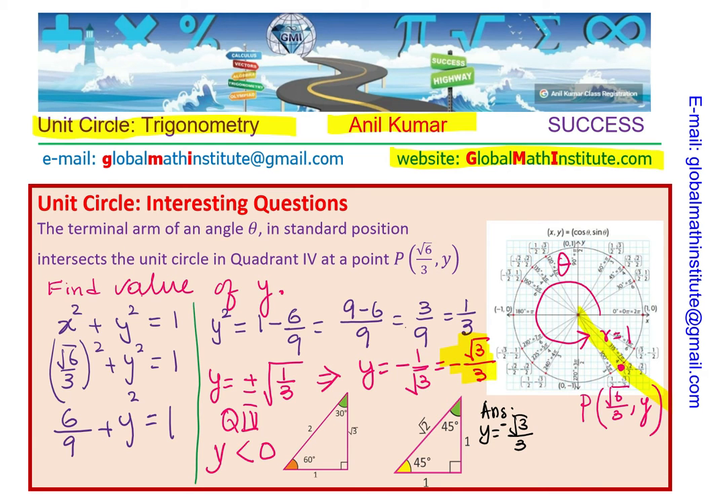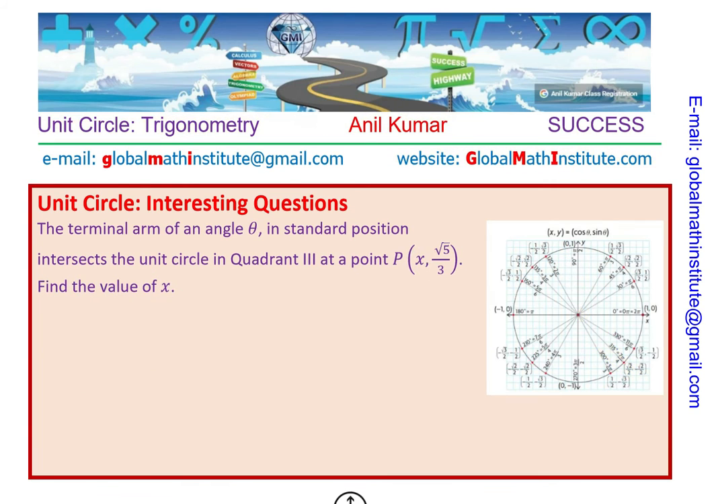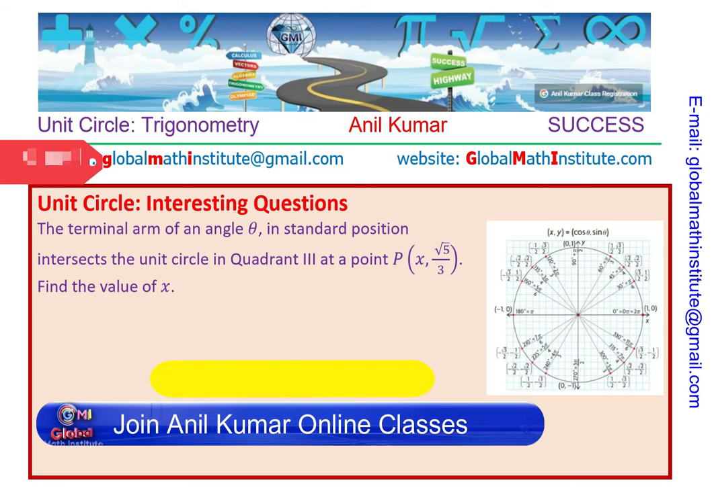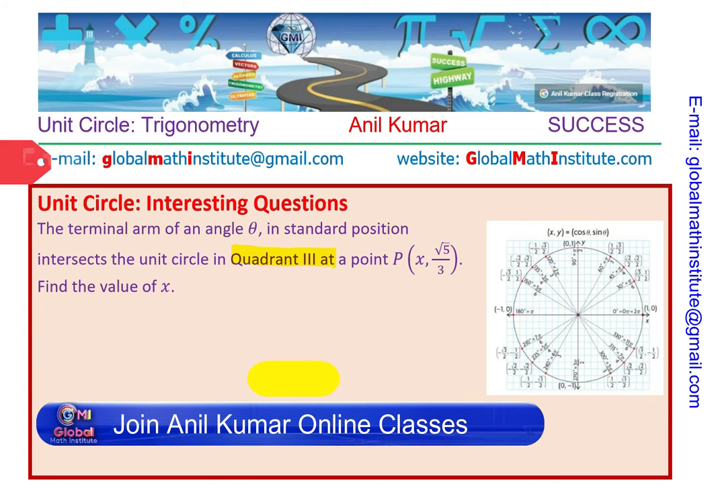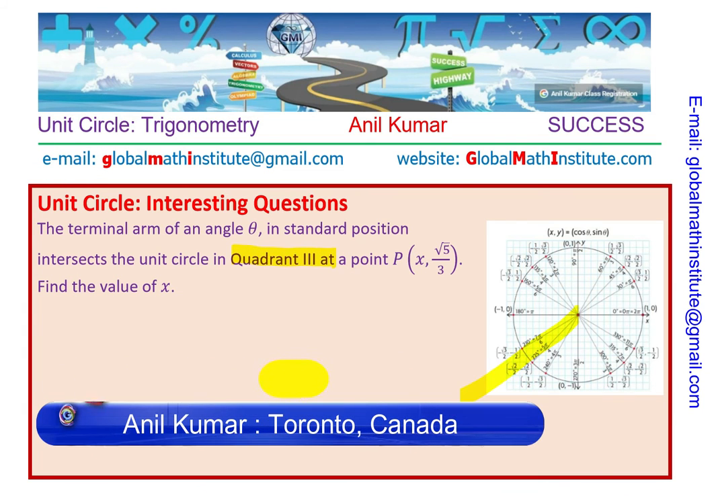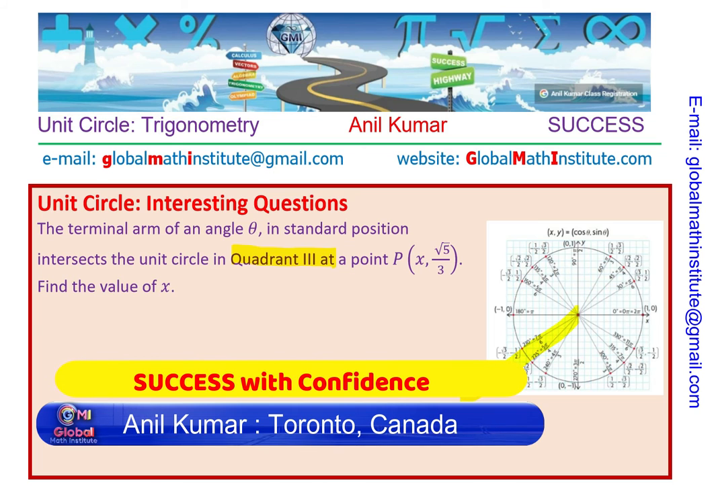Now you have understood the concept. I'd like you to answer the second question, which is very similar, right? Which reads, the terminal arm of an angle theta in standard position intersects the unit circle in quadrant 3 this time, right? So that means somewhere there, right? We don't know, somewhere there. At a point x, square root 5 over 3 is the y value, right?